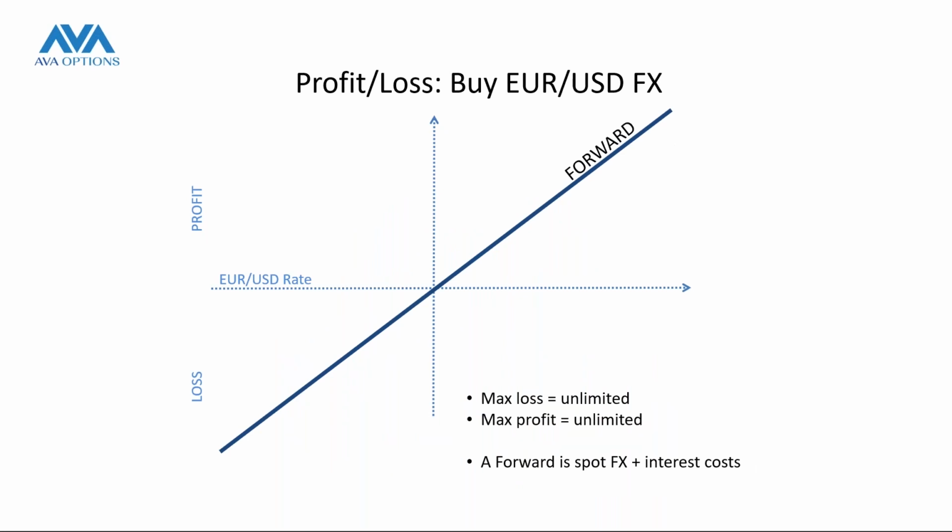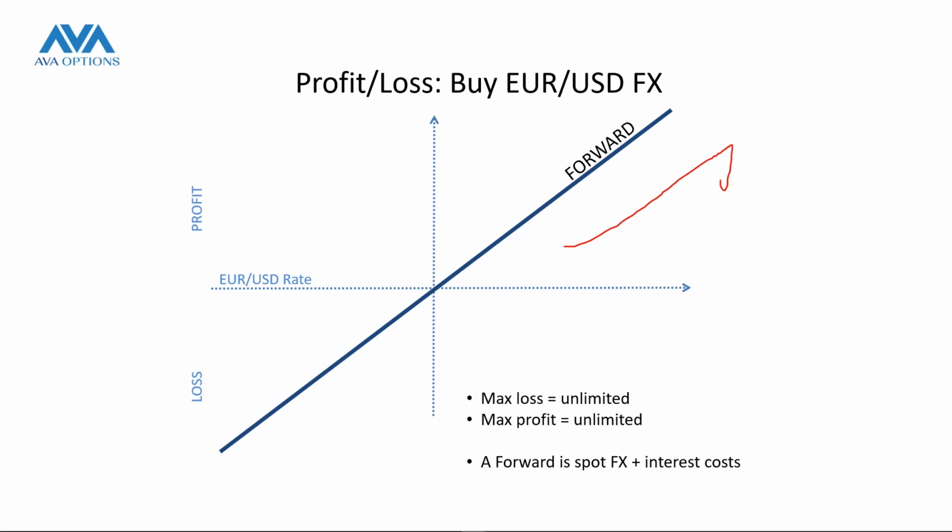So here's my first slide, profit and loss. Remember, we're going to talk about options. This is a picture of the profit and loss of just buying Eurodollar FX, not buying an option, just FX. On the x-axis, we show the market going up and down. And on the y-axis, we have your profit and loss. And very simply, if the market goes up, let me get a pen up here.